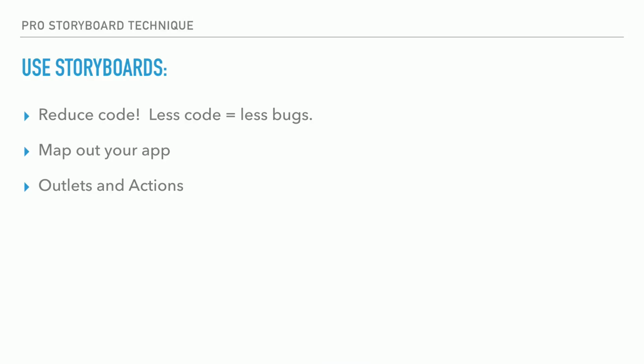You don't need to have an outlet for every single thing on the screen. This may be obvious, but I've seen it before, where people will create an outlet for every single element on the screen. You don't need it. You only need outlets for stuff that you need to manipulate in your code.